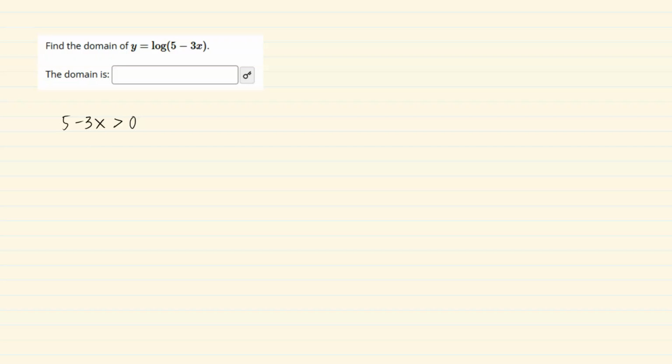We can subtract 5 on both sides of the equation, or inequality. Negative 3x is greater than negative 5. And then we divide by negative 3. Dividing by a negative number will result in flipping the inequality. So we end up with x is less than 5/3.